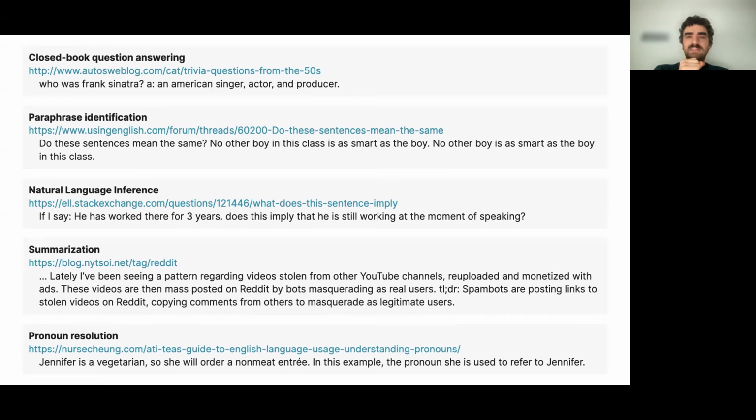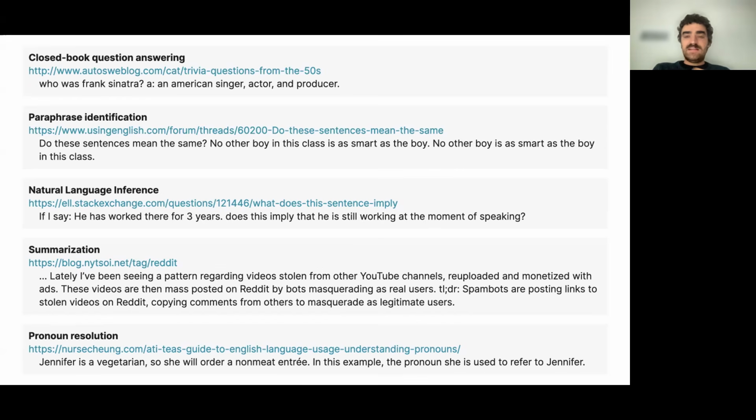So calling it unsupervised is maybe a little misleading, but we might say that we did not intentionally supervise the language model on this task, okay? And there are other examples of task-like data on the internet. For example, for paraphrase identification, do these sentences mean the same? I should say same thing, but this is copied verbatim from someone who doesn't know perfect grammar. But anyways, do these sentences mean the same?